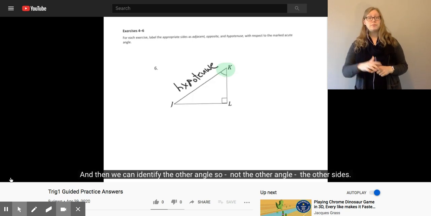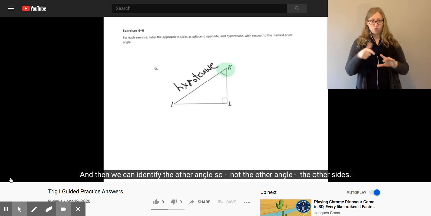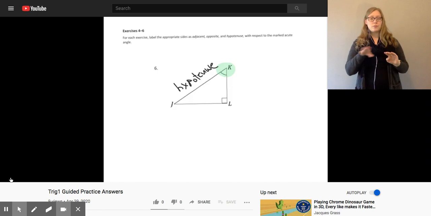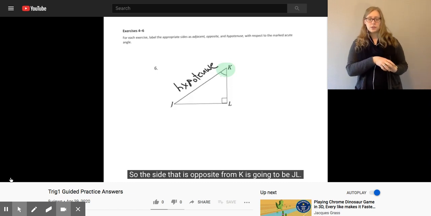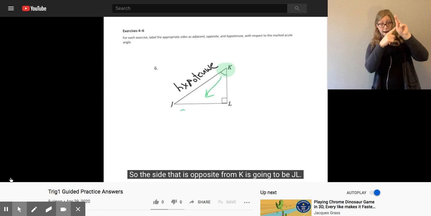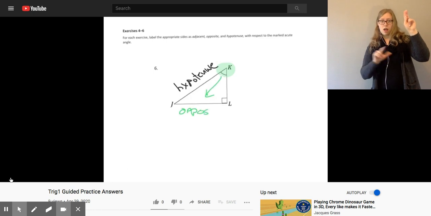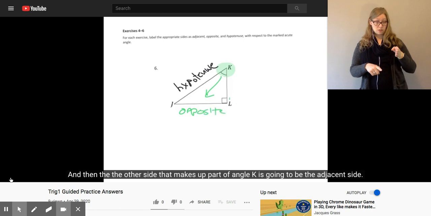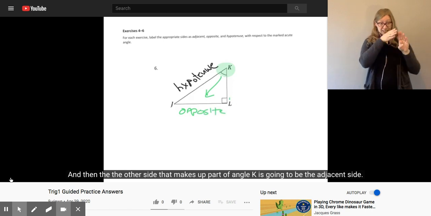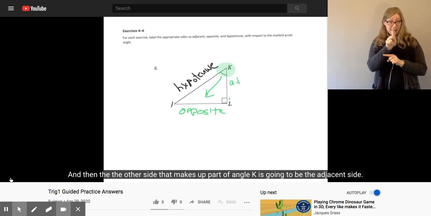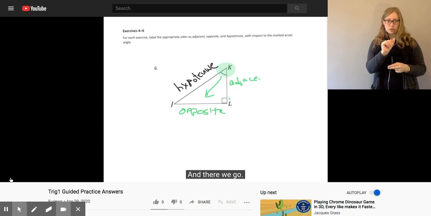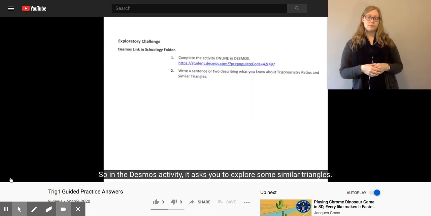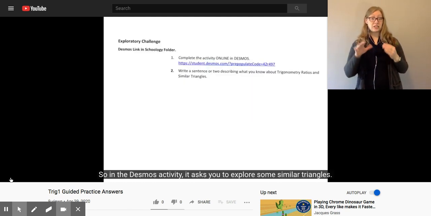And then we can identify the other sides. The side that is opposite from K is going to be JL. And then the other side that makes up part of angle K is going to be the adjacent side. And there we go.